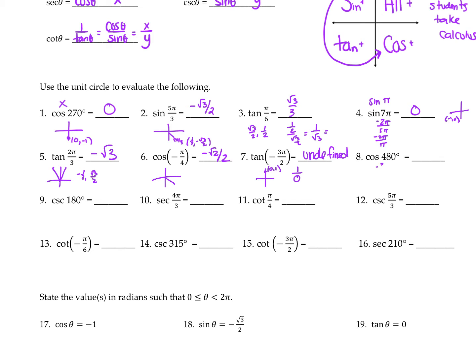Cosine of 480, so I'm going to subtract 360. So I'm going to have cosine of 120 degrees. 120 degrees is right here, and it'd be -1/2. Cosecant of 180, well, at 180, my coordinate is (-1, 0). Cosecant is the reciprocal of sine, so 1 over 0 would be undefined.